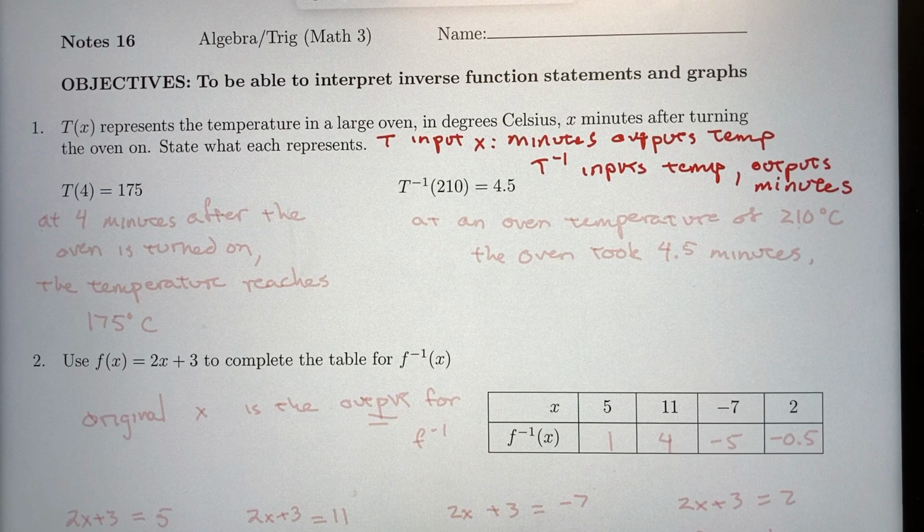What kind of minutes? Minutes after the oven is turned on. So T of 4 equals 175 means at 4 minutes after the oven is turned on, the temperature is 175 degrees Celsius.